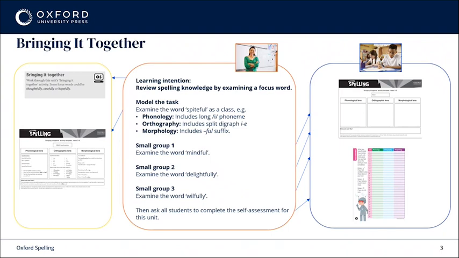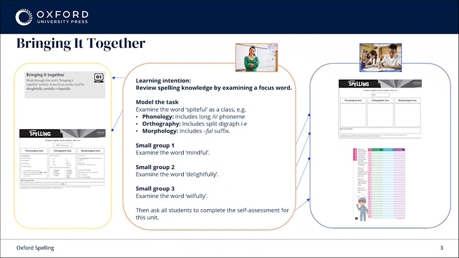Choose an appropriate word for your class or for each of your groups. You can use the suggested words in the lesson plan or other relevant words that reflect your students' interests or learning needs. For example, to explore similar spelling patterns to the example here, 3 small groups could focus on the words mindful, delightfully, and willfully, providing 3 different levels of challenge. Students then work through the activity sheet to analyse the word and review their spelling knowledge. The different levels of challenge in these words would provide a differentiation opportunity.